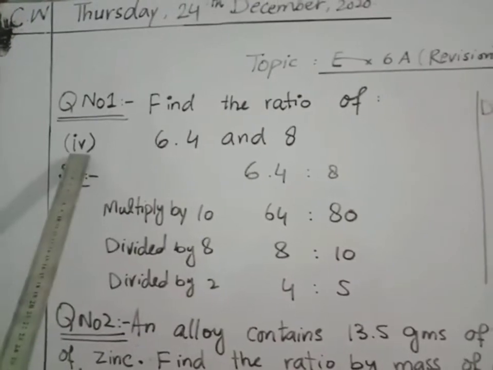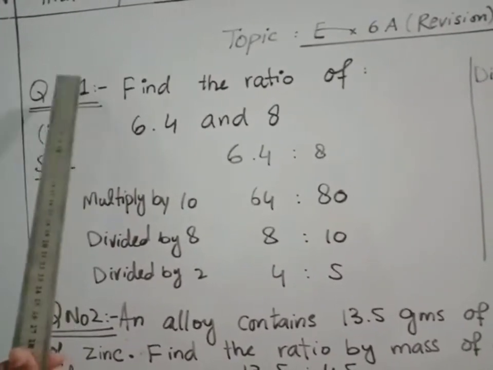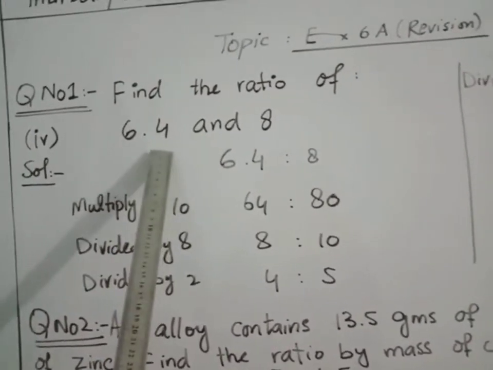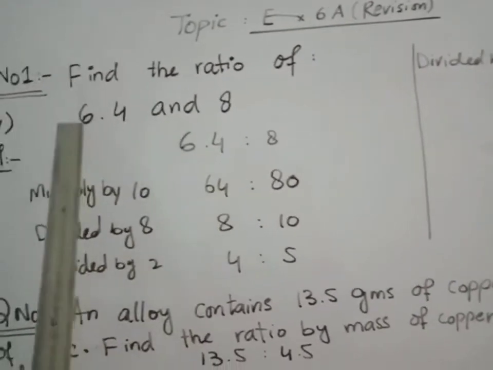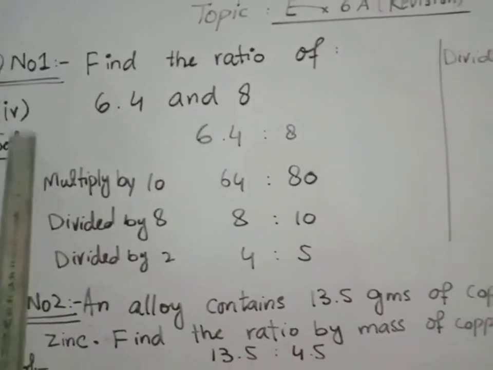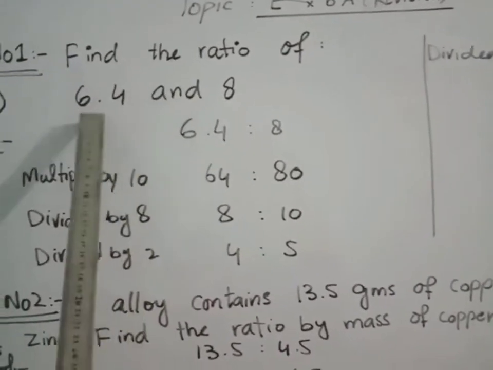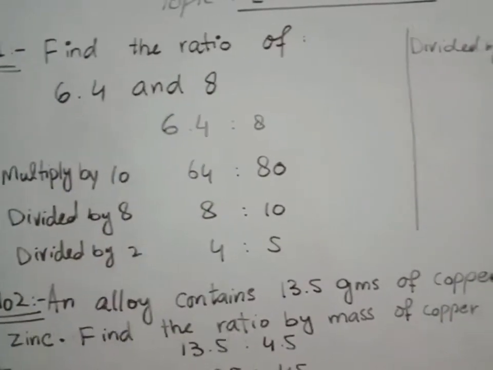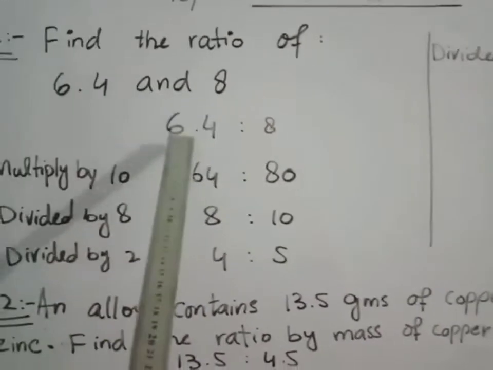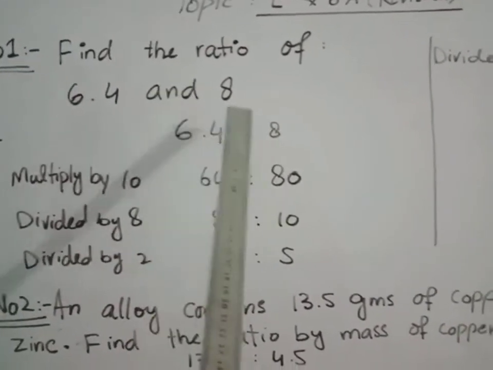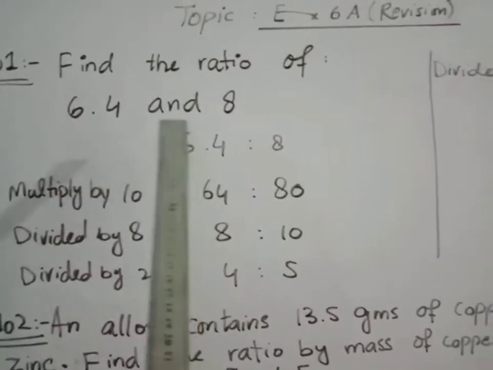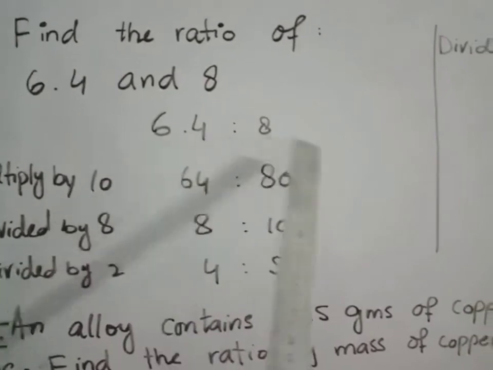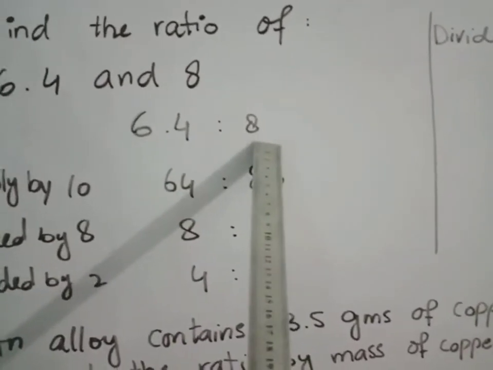This is the fourth part of this question, which has 5 parts, and I'm solving the fourth part. 6.4 and 8 are the values for this question, and you will write these two values in ratio form, because we will find the ratio of these values. Firstly, you will write it as it is, 6.4 ratio 8. Now you have clearly seen there is a decimal, but this is a simple whole number.